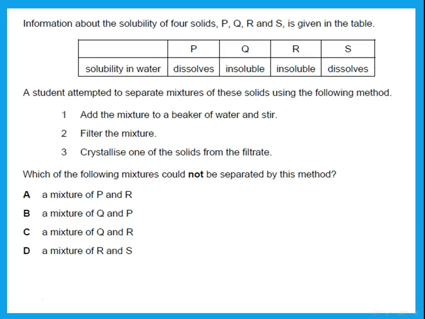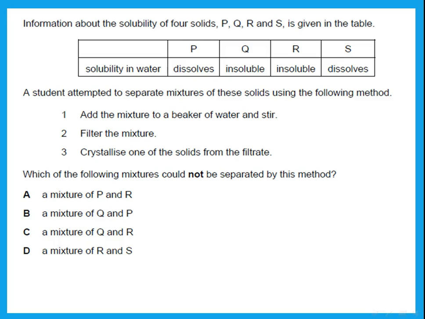Okay, information about the solubility of 4 solids is given. A student attempted to separate mixtures of these solids using the following method. So what he did was add the mixture to the beaker of water and stir, filter the mixture and crystallize. So basically he's trying to separate 2 solids in which one of them will dissolve and the other will not. So I need a mixture of 2 things in which one dissolves and the other is insoluble. So which of the following mixtures could not be separated by this method?